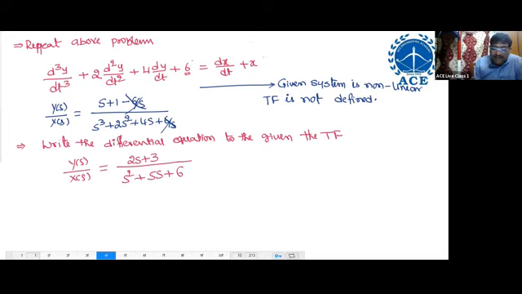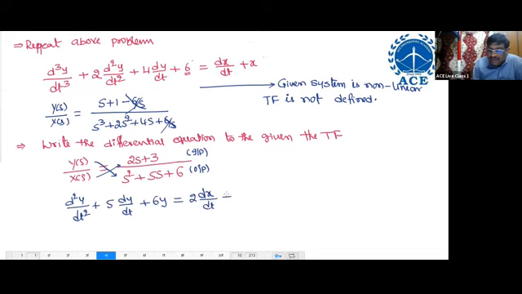Come on, man. So simply, the numerator is input, and the denominator is output related terms. Numerator or denominator, cross product like this. S is called d by dt. That means d square y by dt square plus 5 dy by dt plus 6y equal to 2 dx by dt plus 3x. That's all. This is the answer.